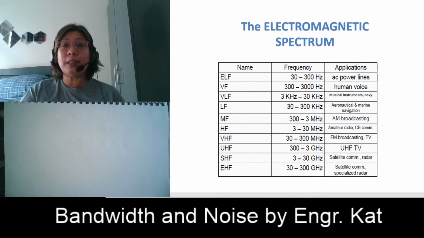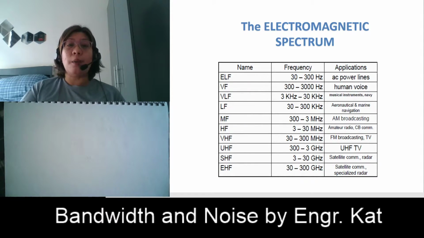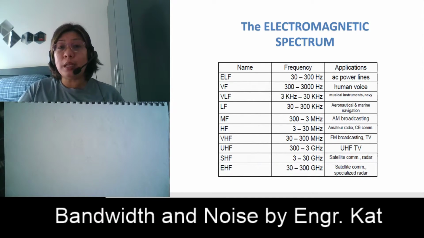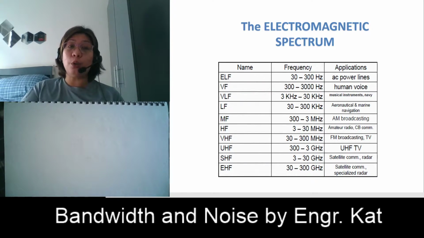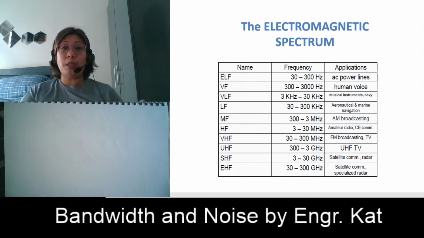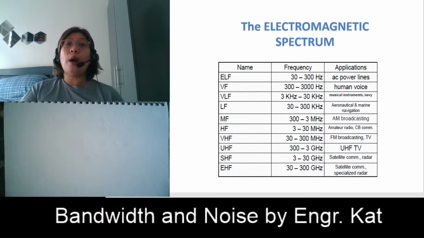Okay, then we have here satellite communications and radar. Under the super high frequency range, and then the extremely high frequency range, we also have satellite communication and specialized radar. Okay, so this is the summary of your electromagnetic spectrum with its popular applications. Although there are more popular applications like telephone communication, digital communications, and microwave communication, they fall under one of these ranges.